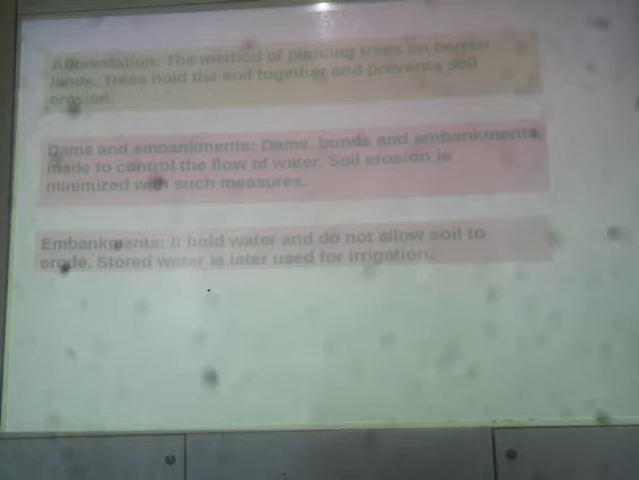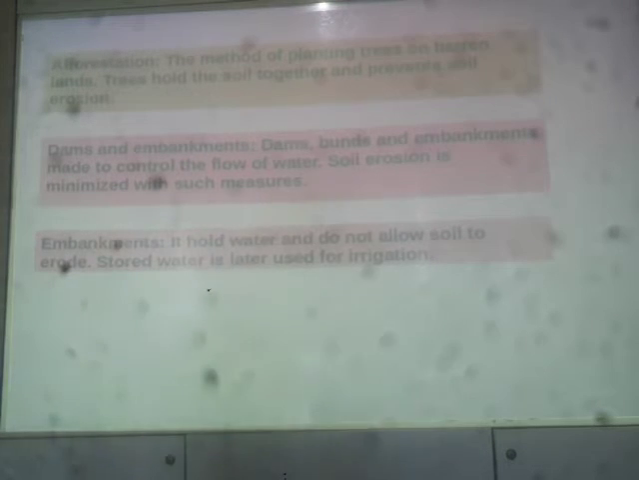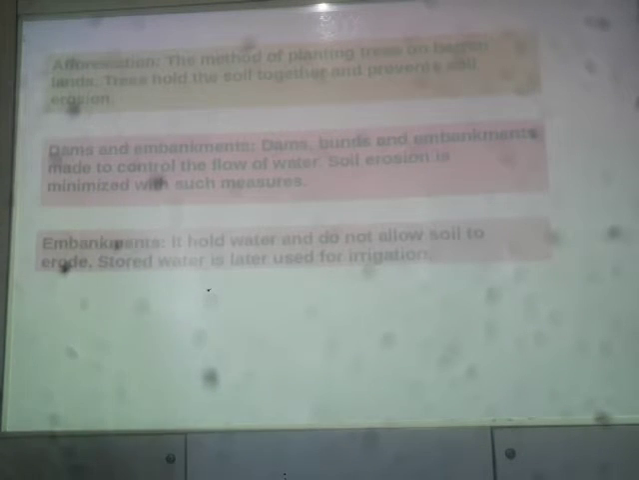By controlling the flow of water, it cannot take the soil with it. So the top layer of soil remains there, and soil erosion is minimized. Embankments hold the water. They keep the water and do not allow the soil to get eroded. The same technique is used by embankments also. Stored water is later used for irrigation purposes, right?